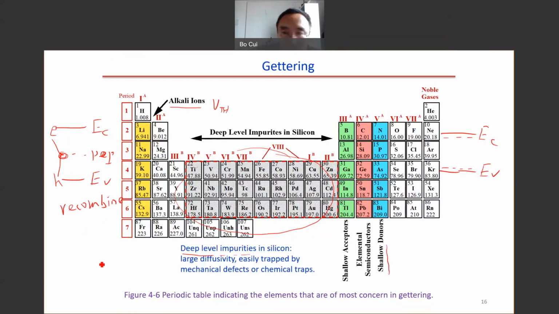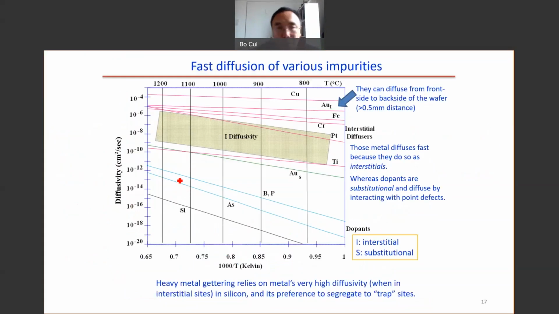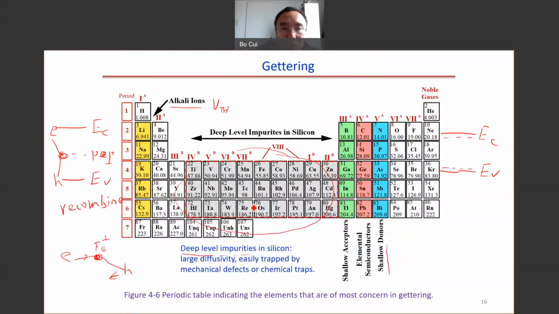If we look at the physical space, maybe something like this. Here you have the ion atom. The electron moves here and the hole moves here. So when you have the ion here, the electron comes here, the hole comes here, and they get recombined at the ion site. Something similar to what you see here. So this trap is very bad. So how to trap those impurities?